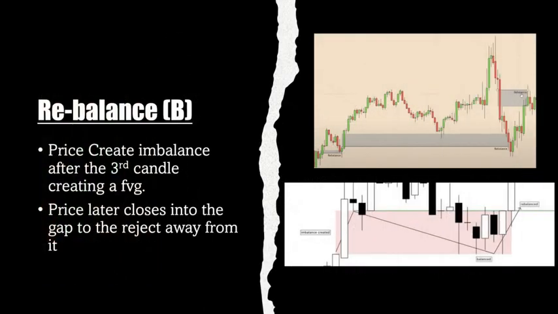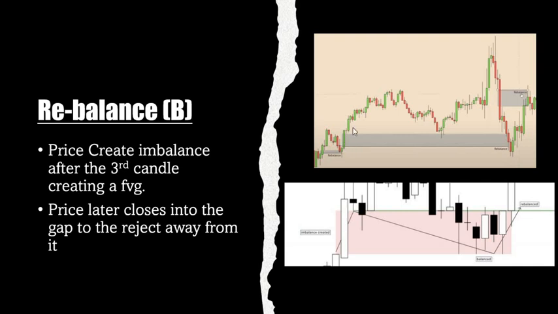The second example of rebalancing price is price creates an imbalance after the third candle, creating a fair value gap. Price later closes into the gap to then reject away from it. Okay? So if we look at this first model on top, we have an imbalance here, which is a fair value gap. We have a BISI here. Market trades up, comes back down, closes inside the fair value gap to then reject higher.